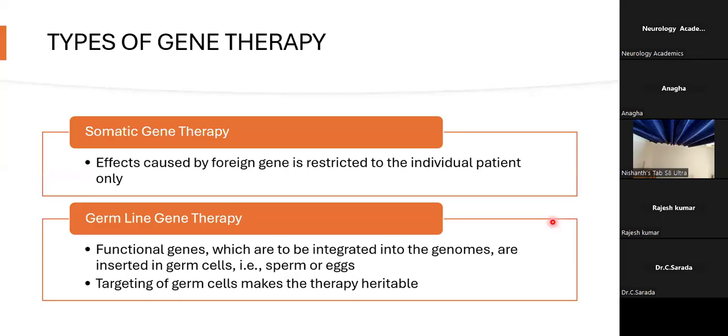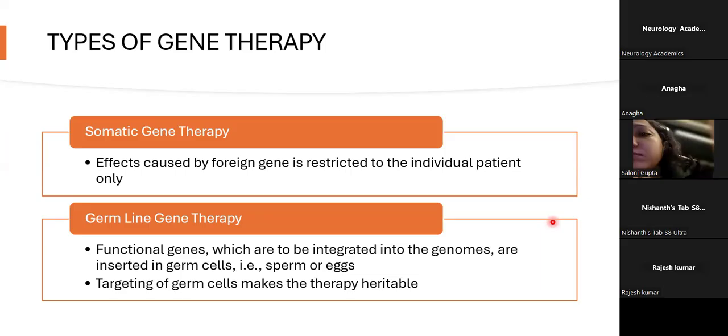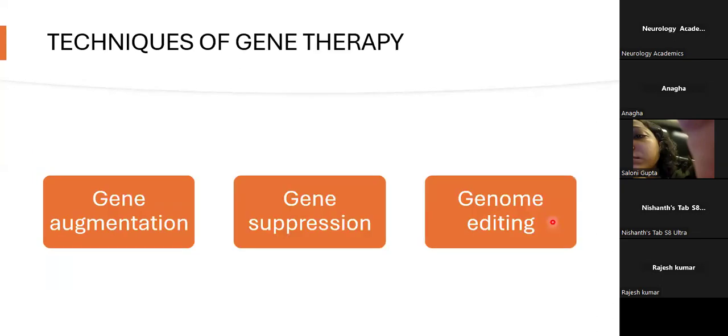One method of classification is somatic and germline gene therapy. In somatic gene therapy, the effects are caused by a foreign gene that is restricted to the individual patient only. Whereas in germline therapy, the functional genes which are inherited, integrated into the genome, are inserted in germ cells, that is sperm or eggs. This targeting of germ cells makes the therapy heritable. None of the germline gene therapies are approved, and currently there are no trials ongoing with germline gene therapy due to ethical issues. So all of the therapies which we are discussing today will be somatic gene therapies alone.